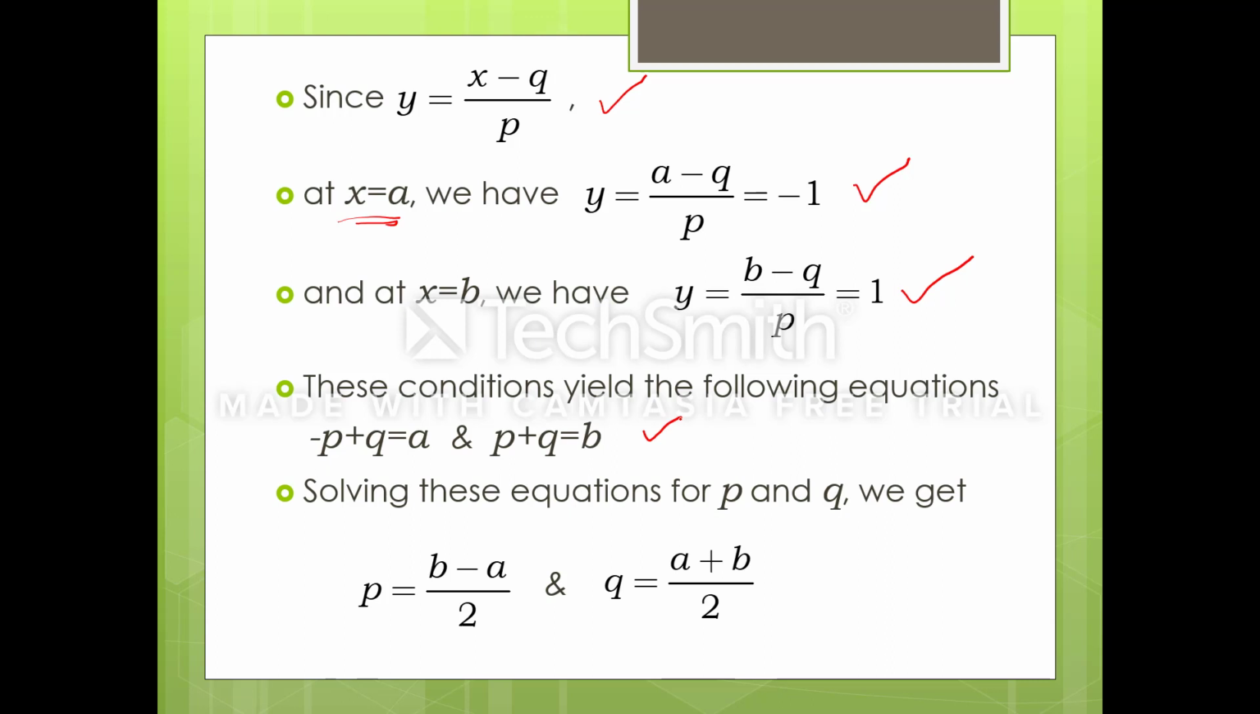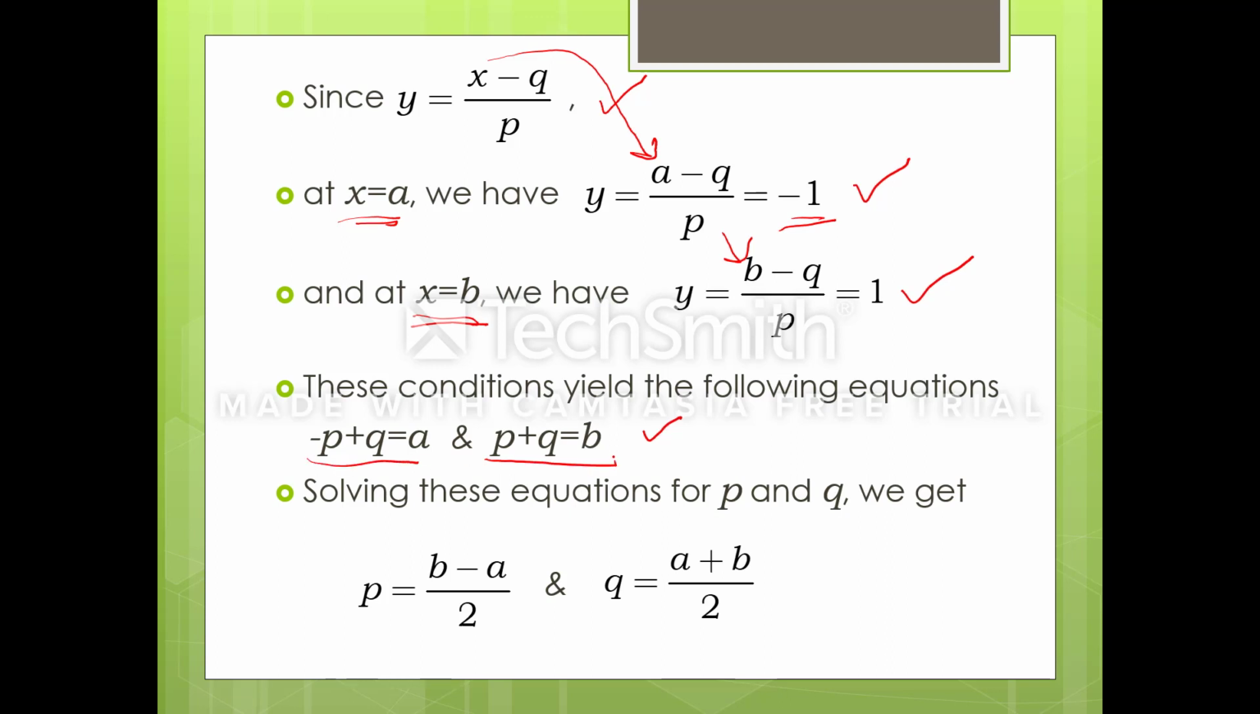Here we have already seen that we assume y is equal to (x minus q) by p, and that is equal to -1 at x equal to a. So we put this value of a here, and putting the value of b, we get this expression. Here y is equal to 1 at x equal to b. And from this we can write p is equal to a minus q, or a is equal to p plus q.